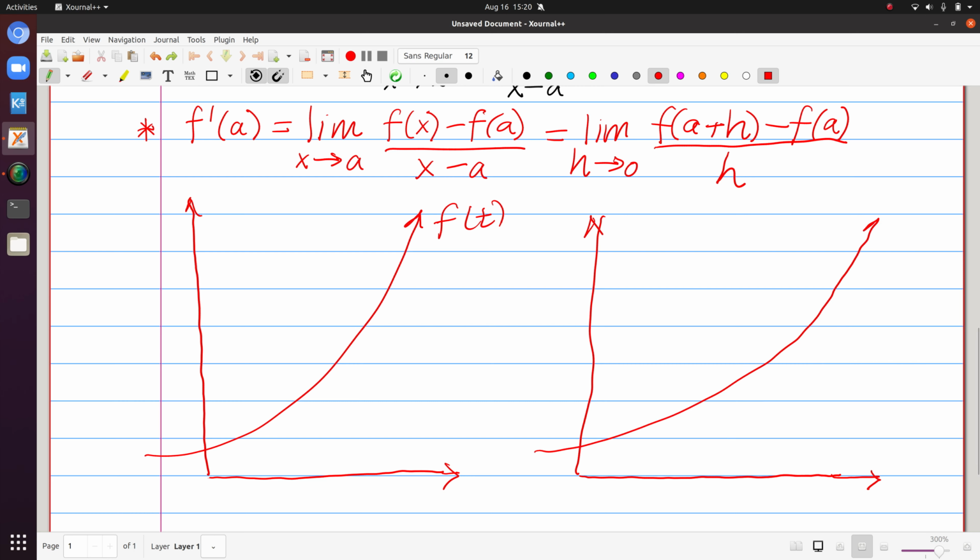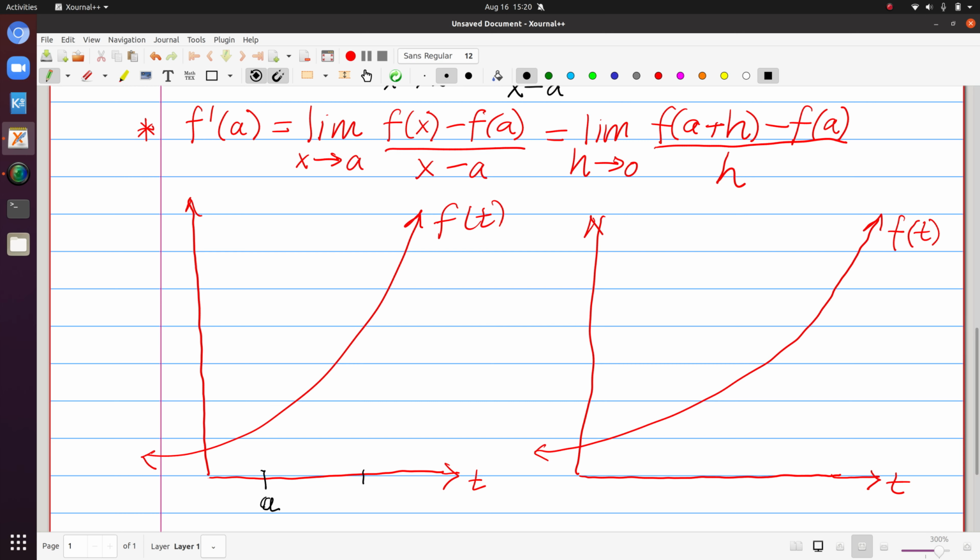This is f of t. Okay, so these are our setups here. And in this left set of axes, let's focus on the limit of f of x minus f of a over x minus a. So what I want to identify is a, the point of interest.